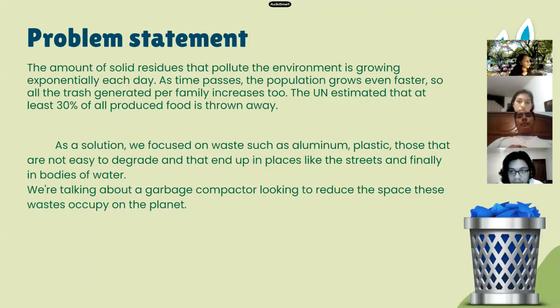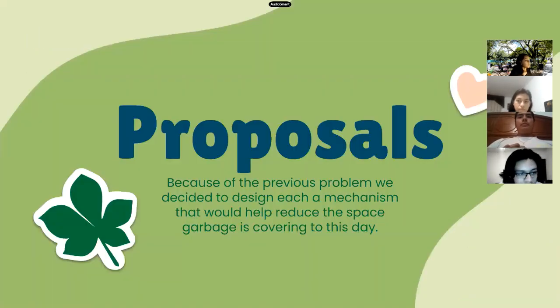As a solution, we focused on waste such as aluminum and plastic, those that are not easily degradable and that end up in places like the streets and finally in bodies of water. We're talking about a garbage compactor looking to reduce the space these wastes occupy on the planet. So here we present our proposals, and because of the previous problem, we decided to design each mechanism that would help reduce the space garbage is covering to this day.